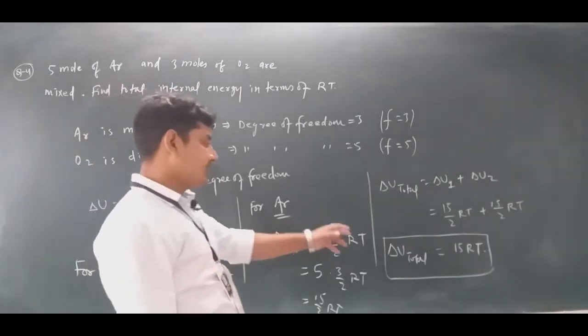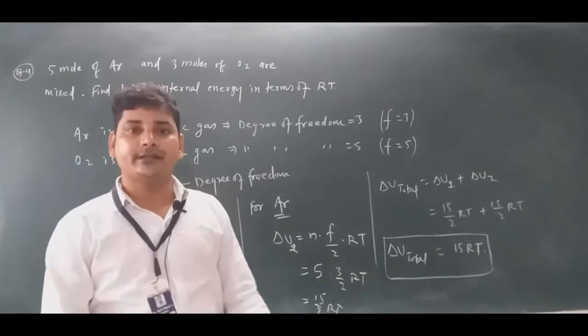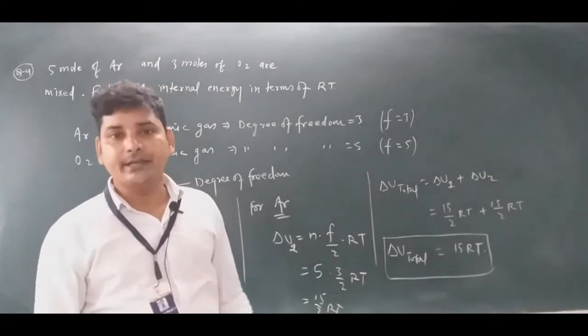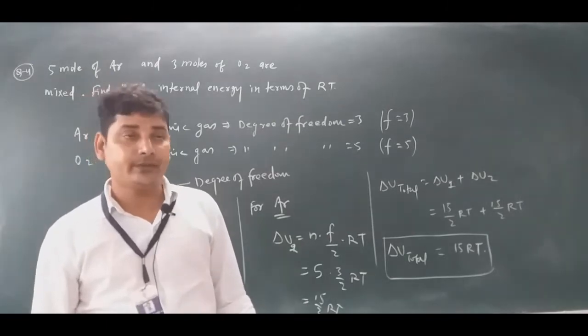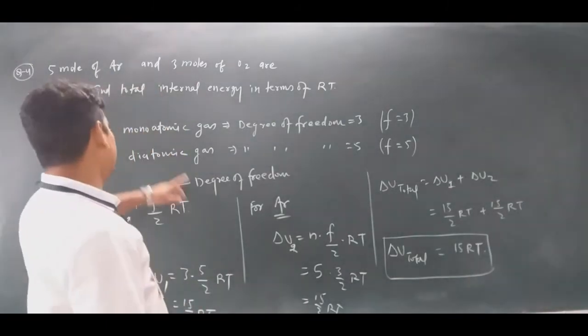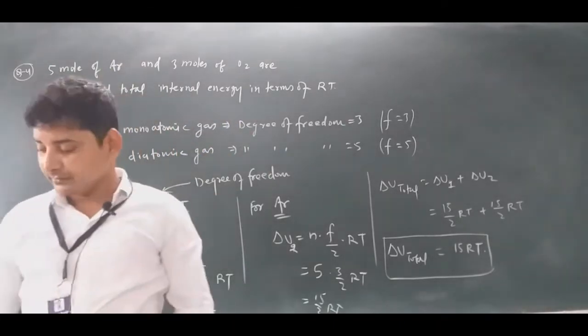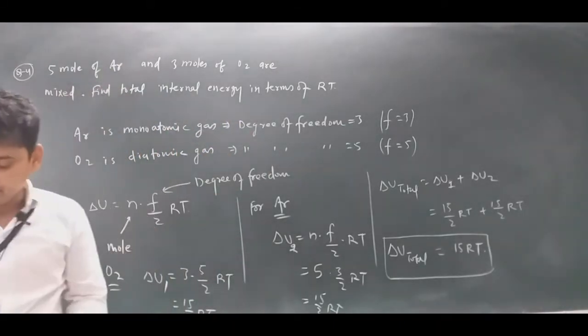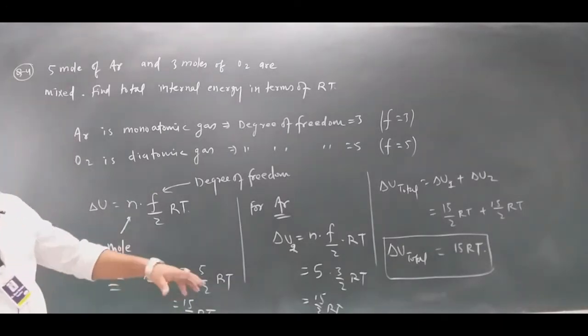So this will be the change in internal energy when two gases, argon and oxygen, are mixed at a temperature T where the gas constant is R. And here we also have to remember this is only valid when 5 moles of argon and 3 moles of oxygen are mixed. Okay, this is completed. Moving towards the next question.